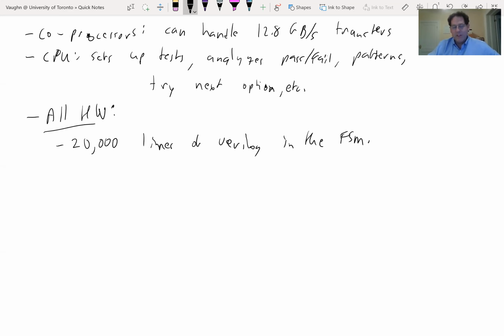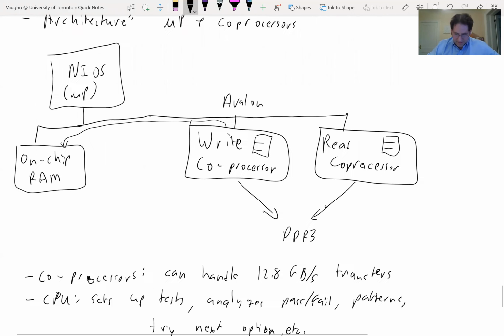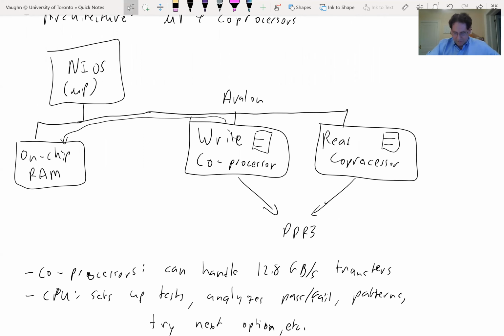The other problem is actually the FSM can start getting slow. It actually can be a problem to get timing closure on this. This architecture kind of cleanly separates the high frequency logic, which is here, from the lower frequency logic.